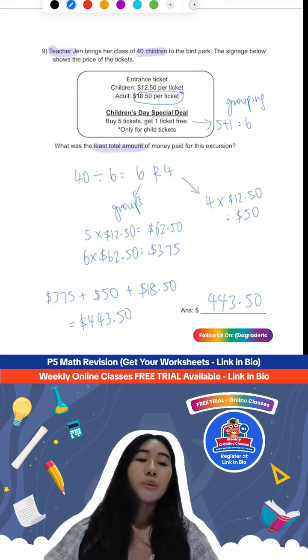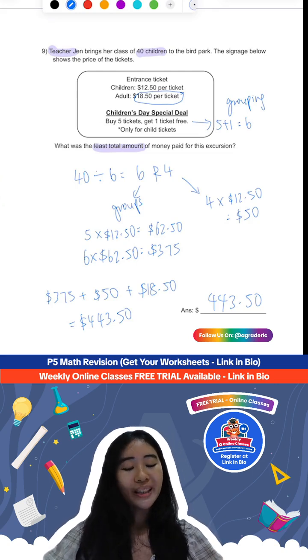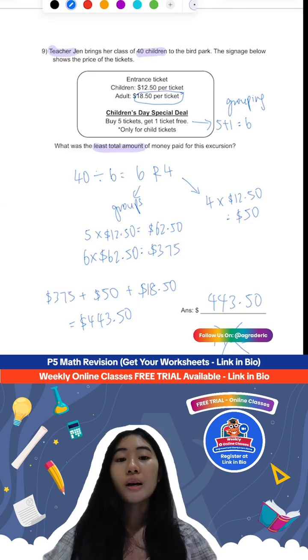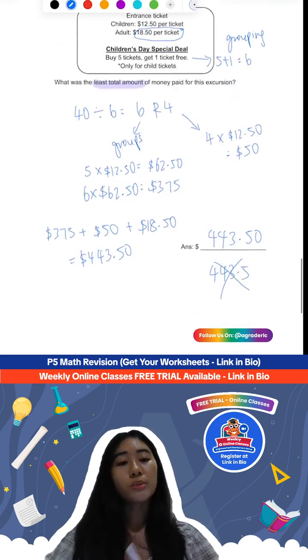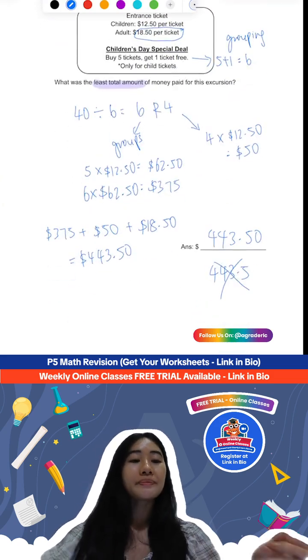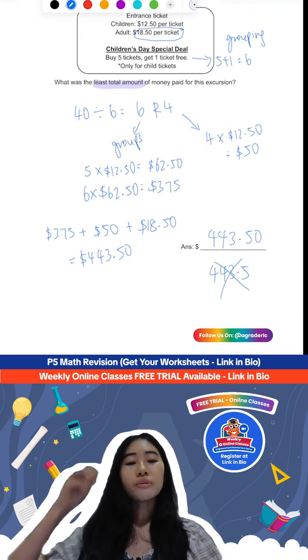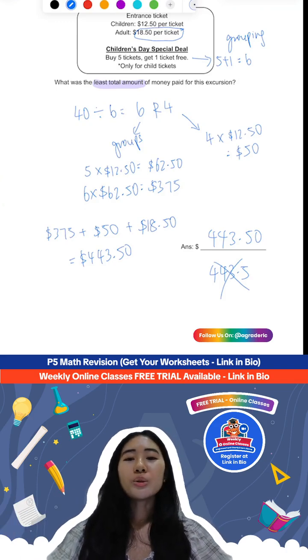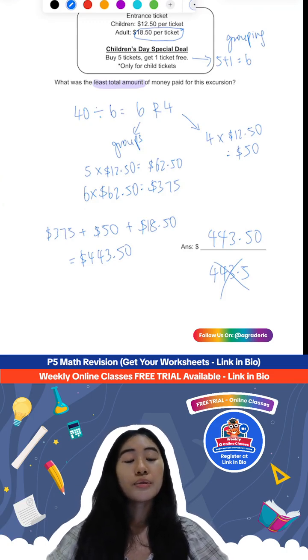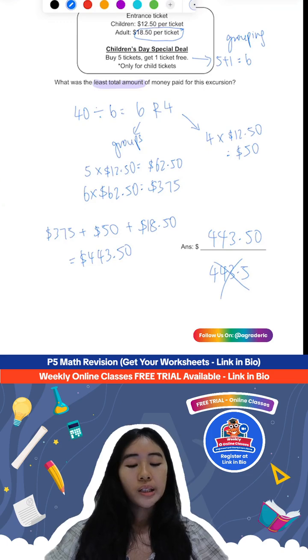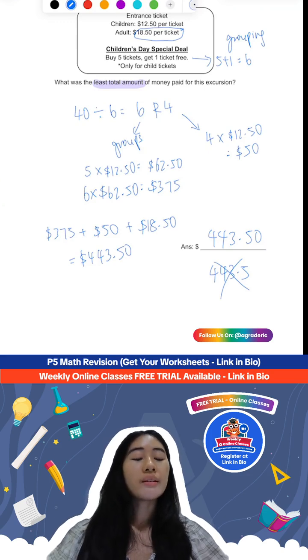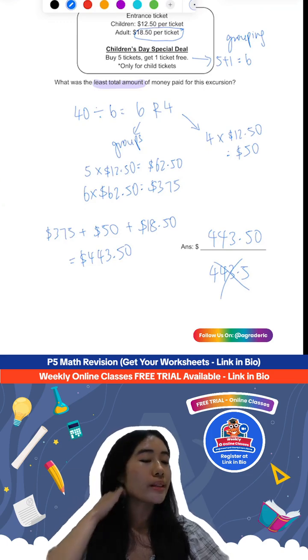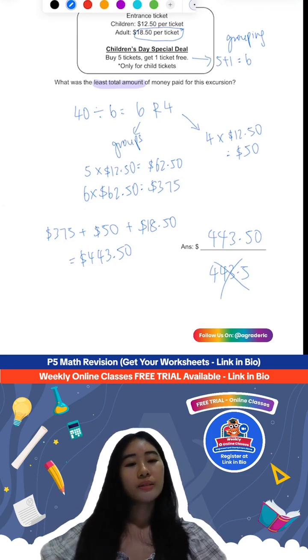Also, because we're talking about money, please do not write 443.5. Money needs to be in terms of two decimal places. Okay, so do take note of that. Yeah, so I think many of you have 425 as the answer. If you get 425, that means that you forgot to add teacher Jen. So I think that's a common mistake for this question.